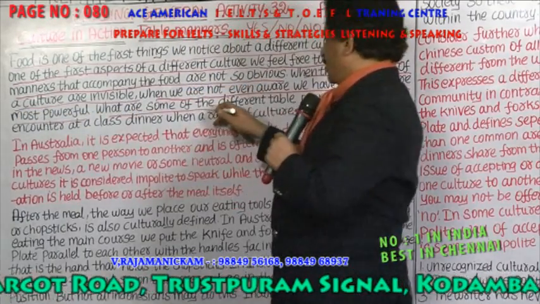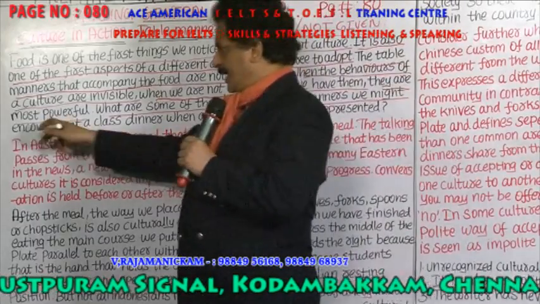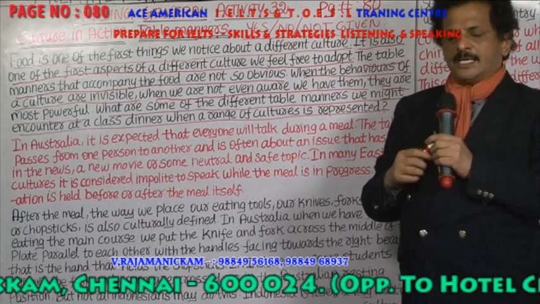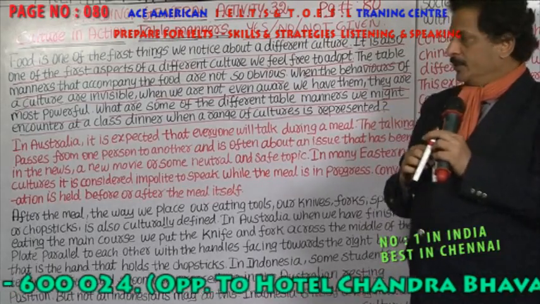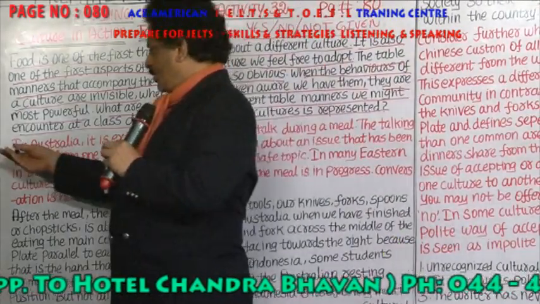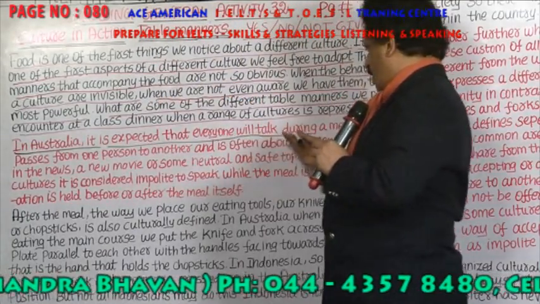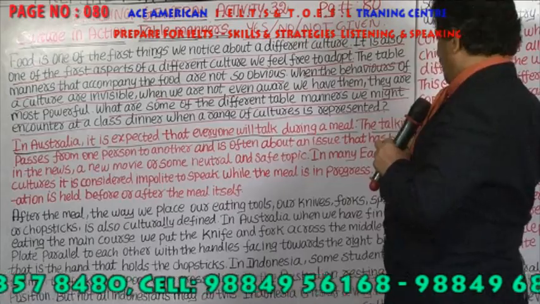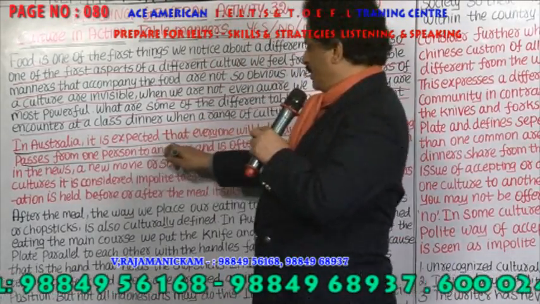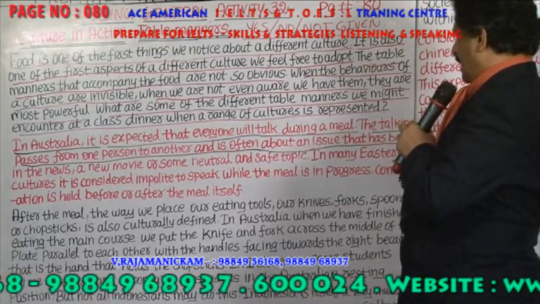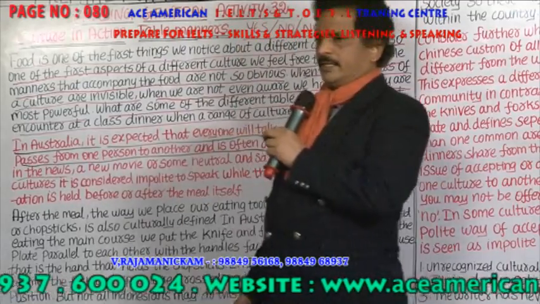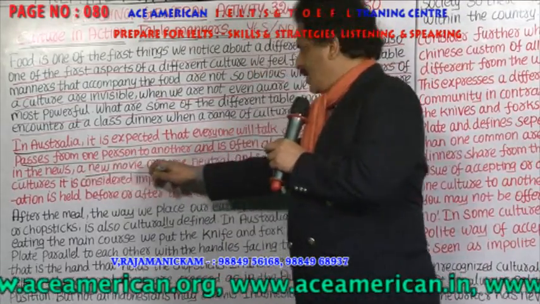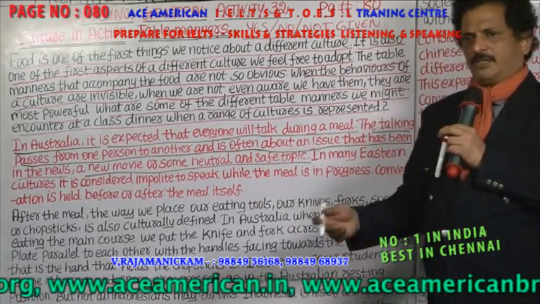So what are some of the different table manners we might encounter at a class dinner when a range of cultures is represented? So when a lot of people from different cultures are sitting together, what are the differences we find? So coming here, in Australia, it is expected that everyone will talk during a meal. So the talking passes from one person to another and is often about an issue that has been in the news. So when they eat, they talk about some latest news which has happened recently. So a new movie or some neutral and safe topic. They speak about the release of a movie or some other topic.